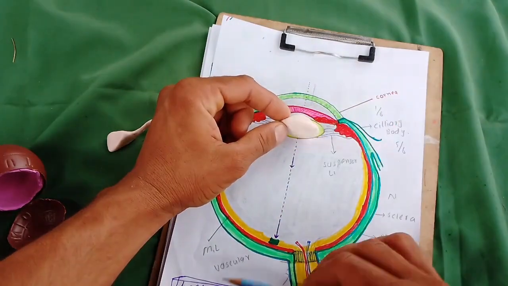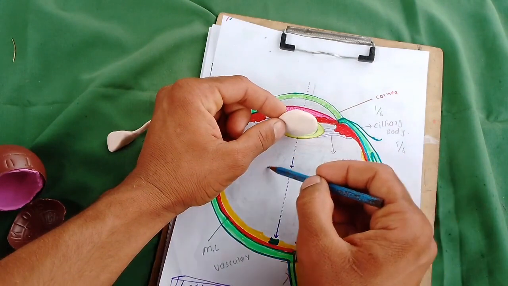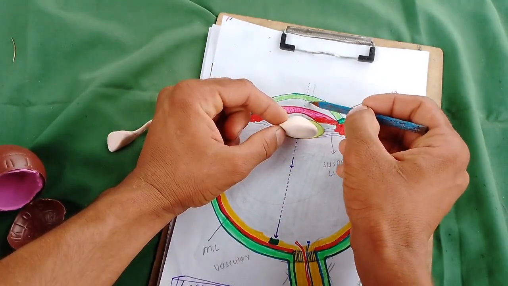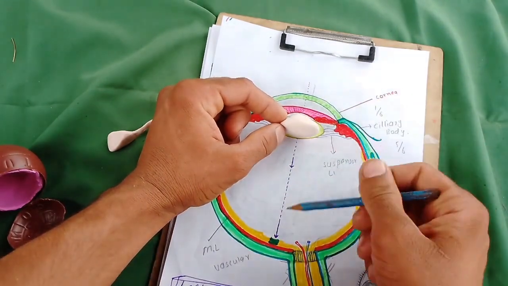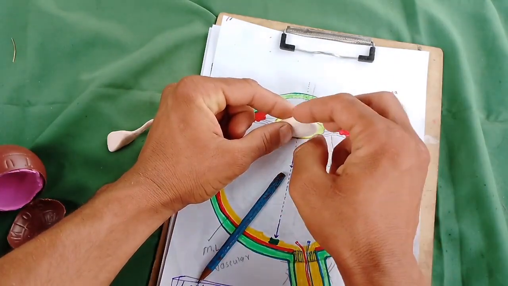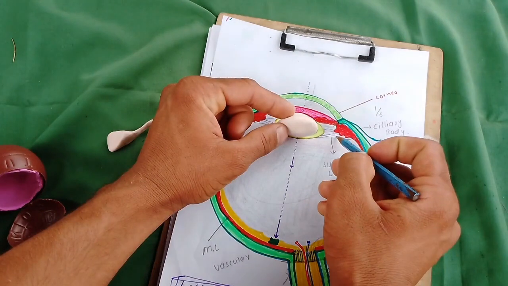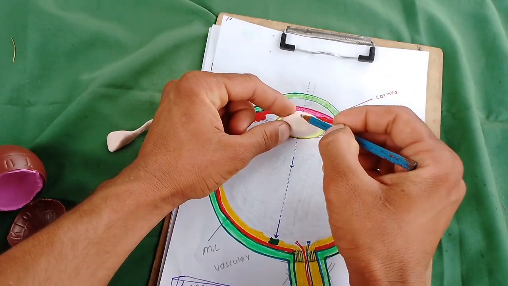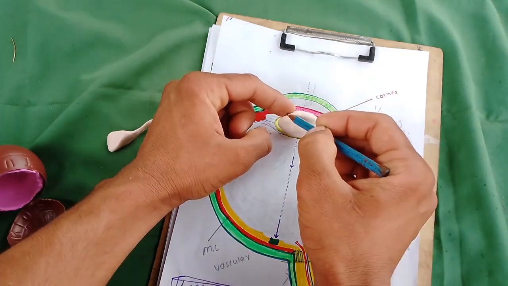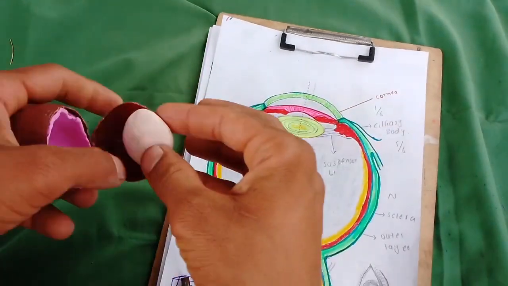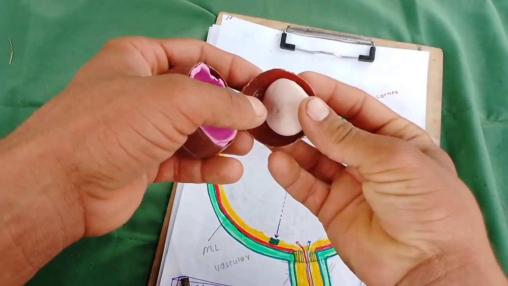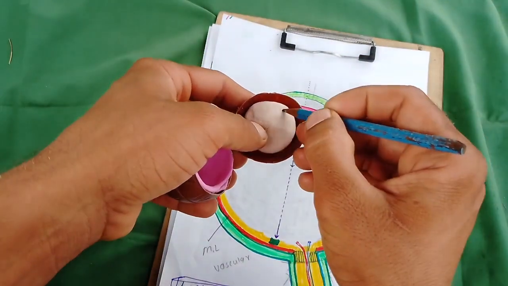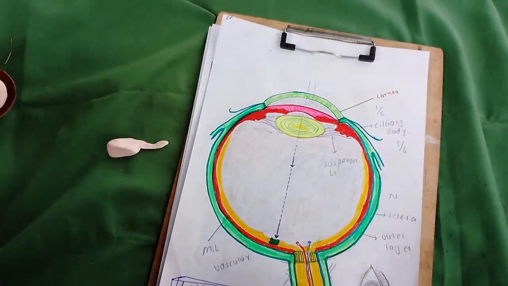So the lens separates the vitreous humor from the aqueous humor. This chamber from this chamber. The lens is tightened from all sides by the suspensory ligament, with the help of this one. From all around, the lens is tightened by the suspensory ligament.